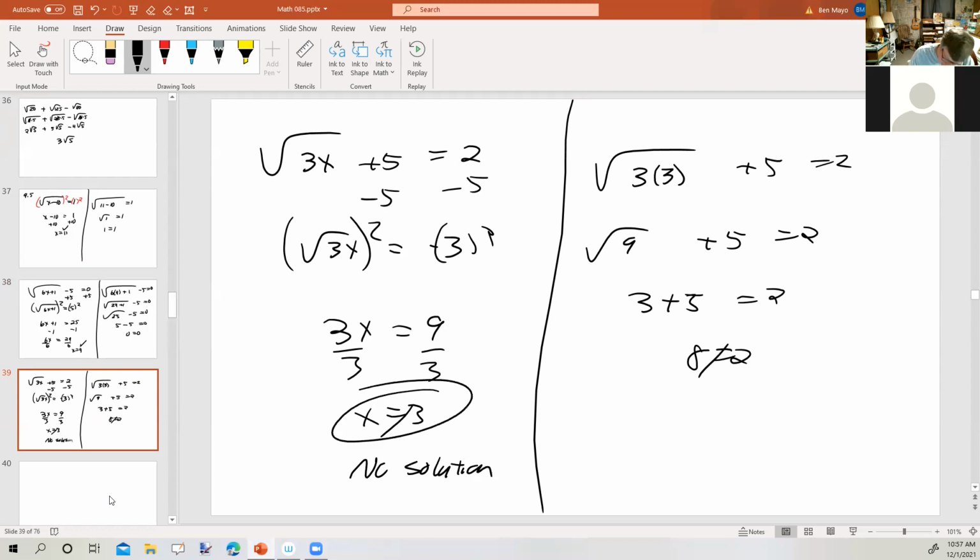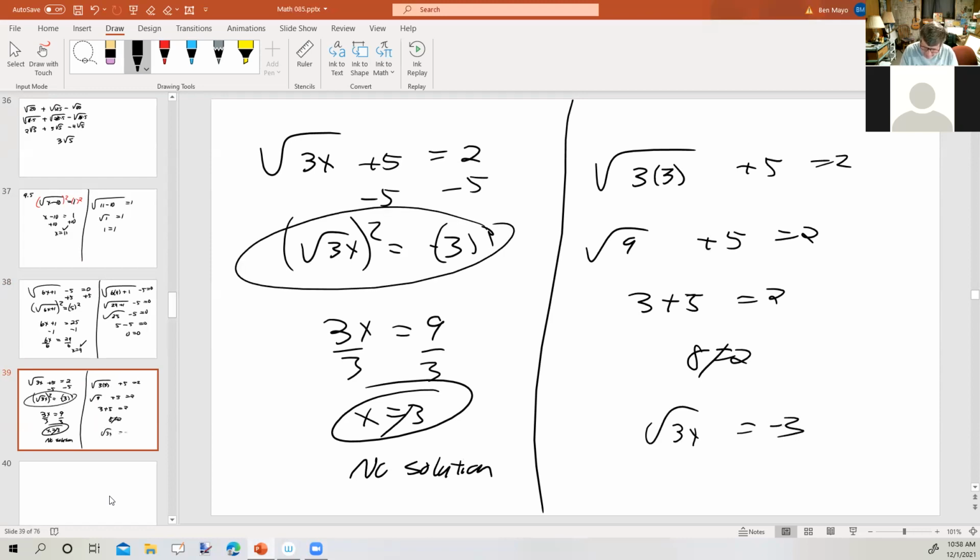Recall this is called an extraneous solution, which is an answer you get by raising both sides of the equation to the same power, but it doesn't work. Also note right here, I had the square root of 3x equals negative 3. A square root can't have a negative answer, so already we know it's not going to work. But if you want to find out what that extraneous solution is, and WebAssign often asks for that, you have to carry it out to get the answer, but then check it to see that it doesn't work.